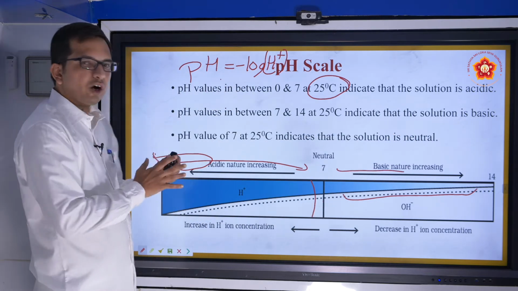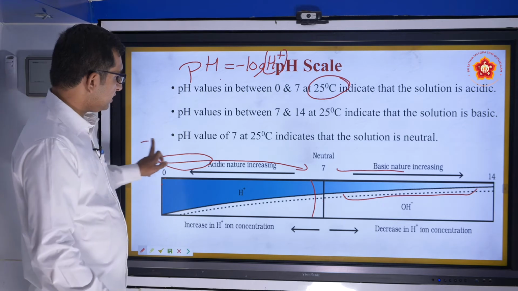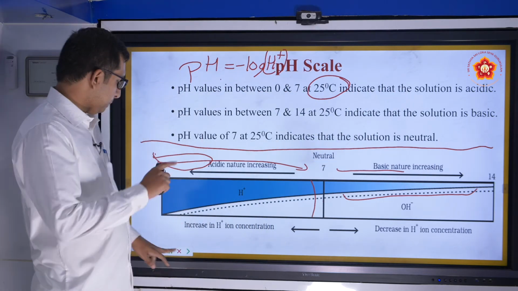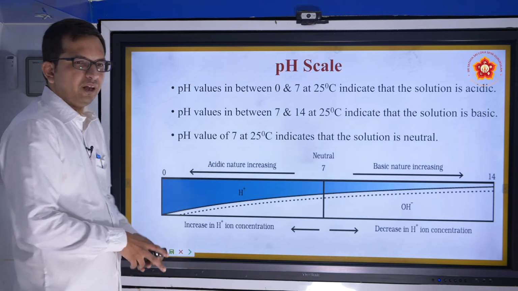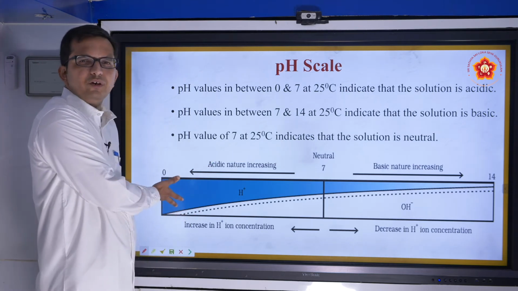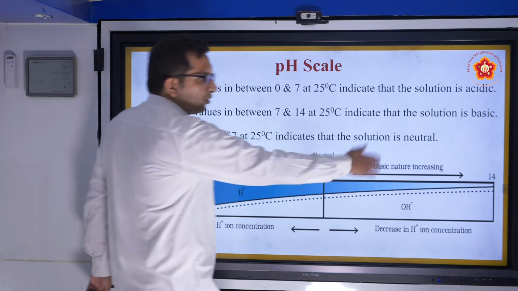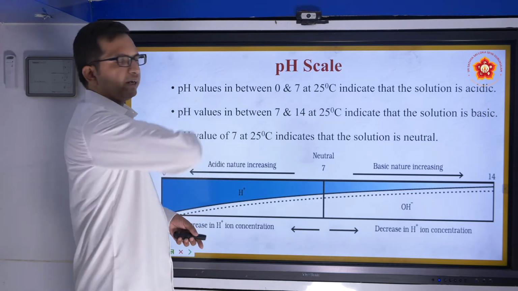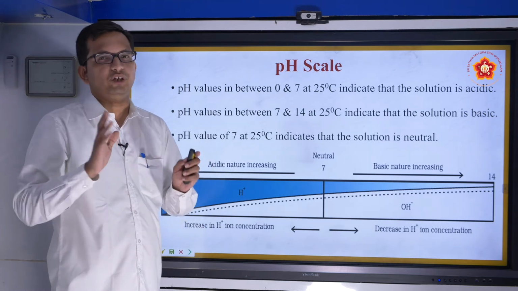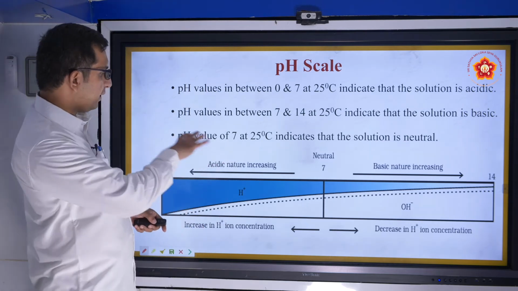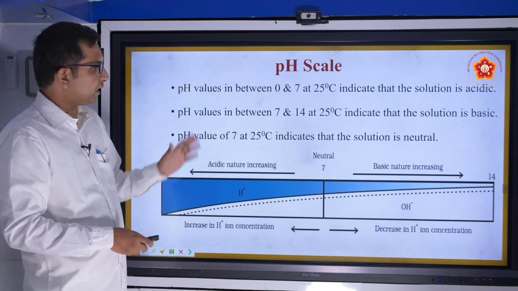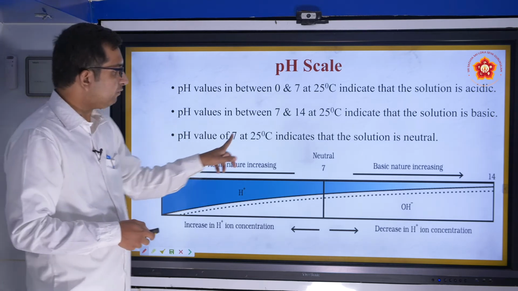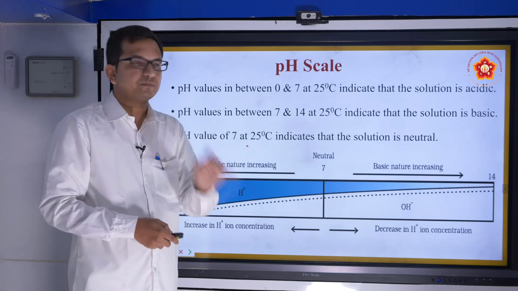So if I just talk about acidic nature, it will keep on decreasing as I go from this side to that side. Whereas basic nature, since these are highly acidic, these will not be basic. So basic compounds will keep increasing in their values, and highly basic compounds can have a pH value of around 14. So this is about the pH scale that we have a representation of. That value of 7 which is there is neutral.